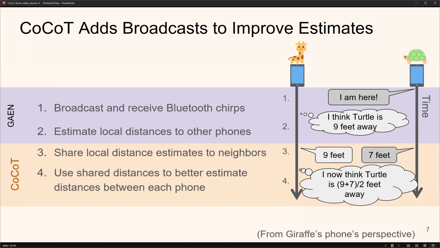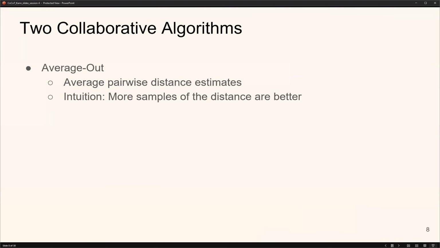And the phones are then going to use those shared distance estimates to locally derive an improved distance estimate toward the other phones. Here, the giraffe's phone is just going to average the two distance estimates. And this is what we call the average out algorithm for secret reasons. But the intuition is just that more samples of the same distance are better because it will reduce variance. But there's a lot more sophisticated things we can do as well.